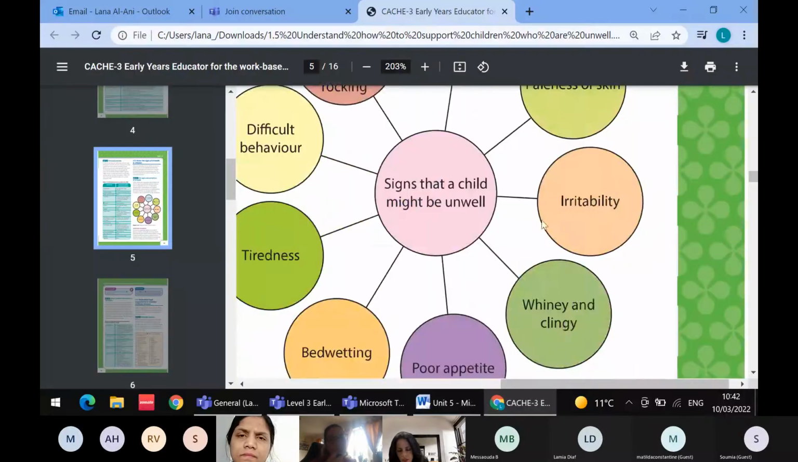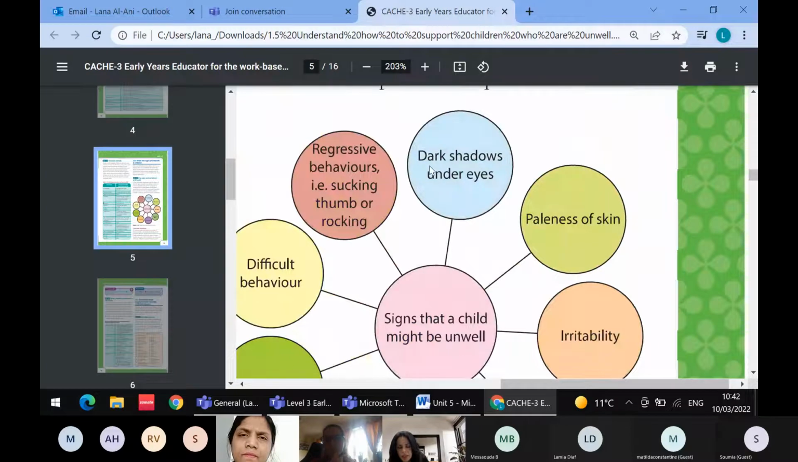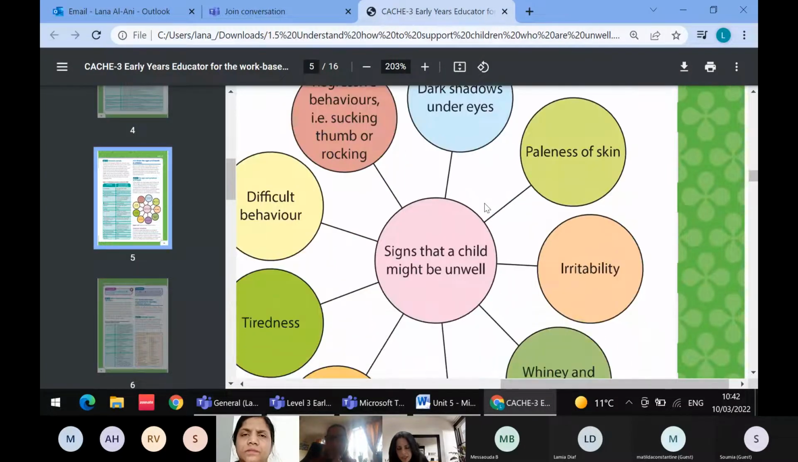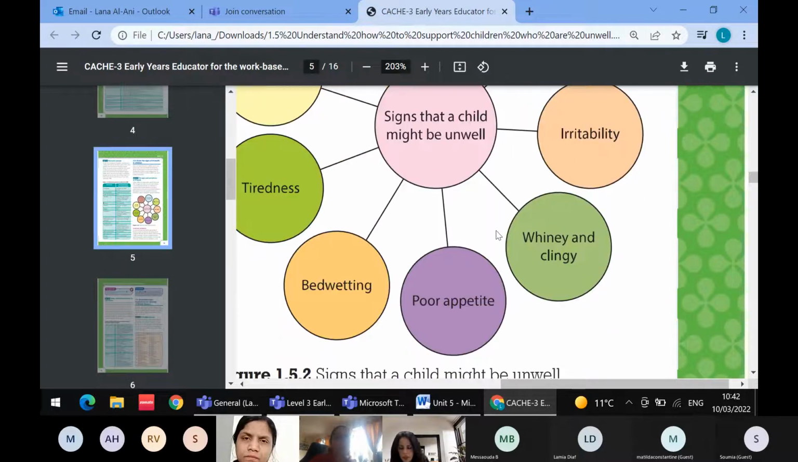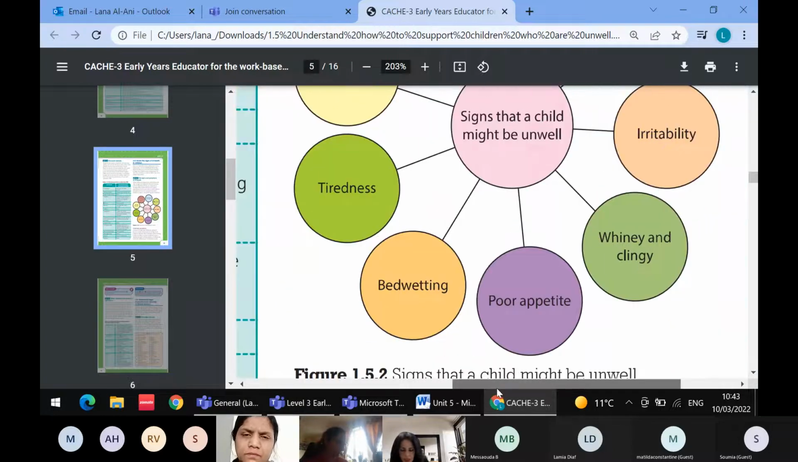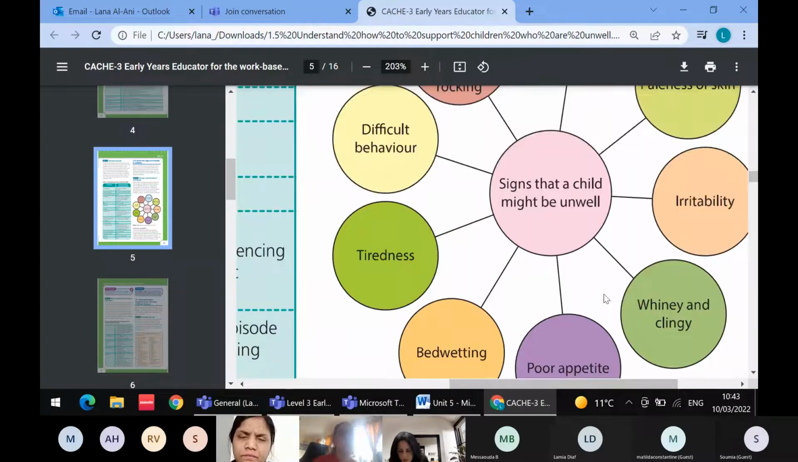Okay, so if we have a look, the child might have dark shadows under the eyes. Also paleness in the skin, irritability, so they get irritable and angry fast and are not happy, and also becoming clingy, always trying to be close to the parents, poor appetite. Any other symptoms you can see on the child?